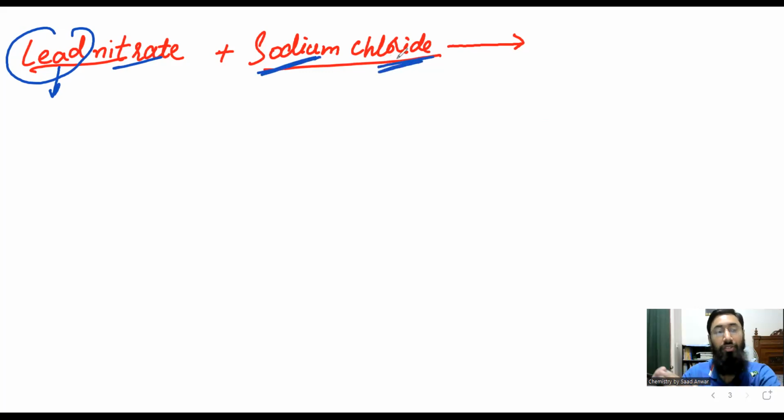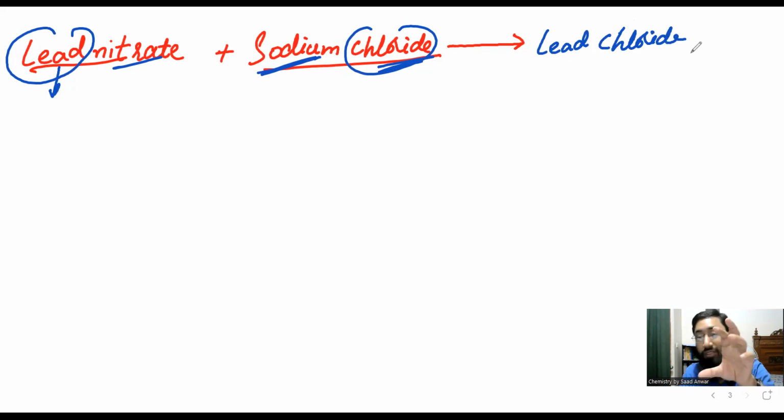So in the product, the trick is that the positive portion of one salt combines with the negative portion of the other salt, and in this way we can figure out the product. So lead is the positive portion, and which portion is positive? The trick is the first portion. The first part is always the positive part. So lead is the positive part. It combines with the negative part, chloride. The product is lead chloride. In this way, I can figure out which product will form here.